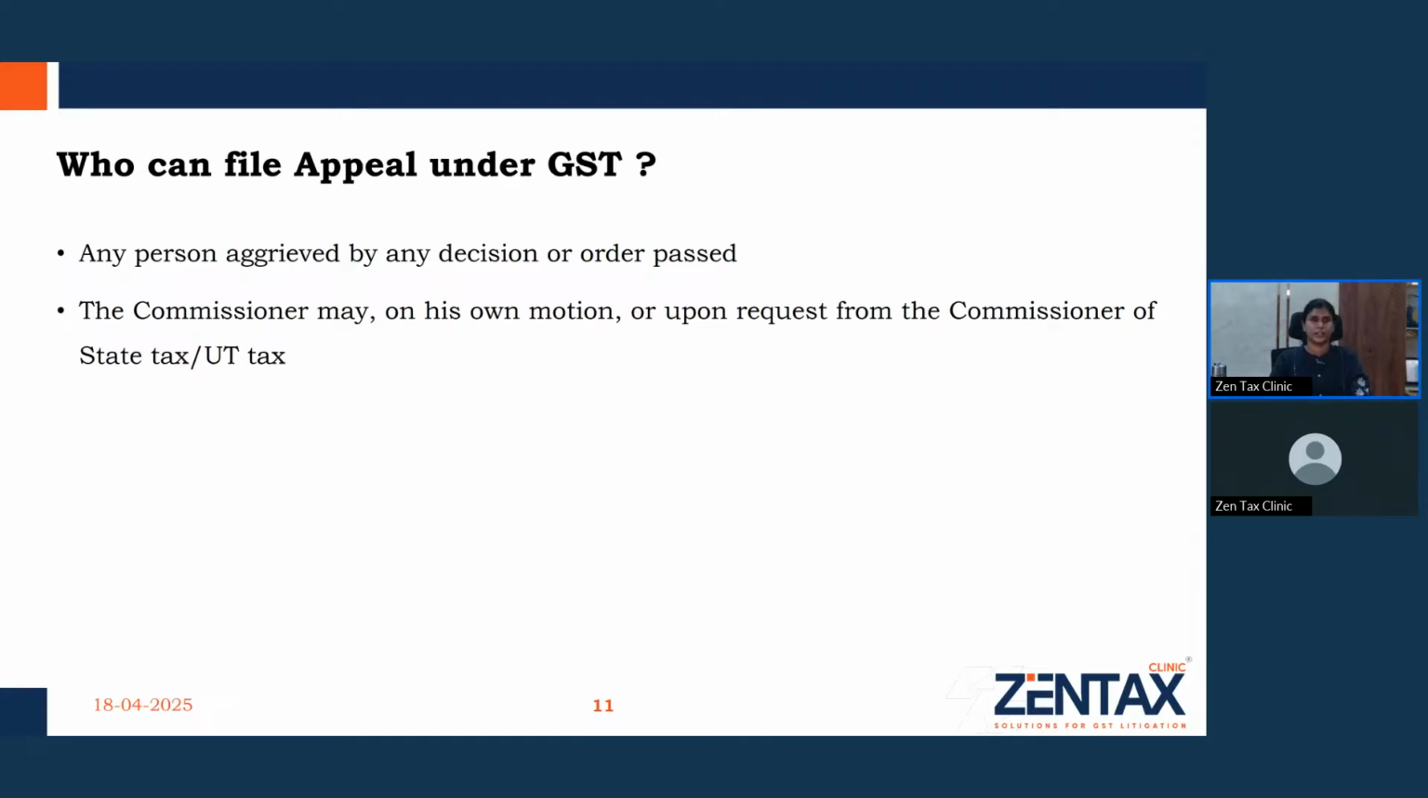Now we will see who can file an appeal under GST. As we saw from that section, it is clear any person who is aggrieved by any decision or order passed can file an appeal. Also, the Commissioner may, on his own motion or upon request from the Commissioner of State Tax or UT Tax, can also file an appeal. That is, the aggrieved person can file an appeal. Also, the department can also file an appeal.